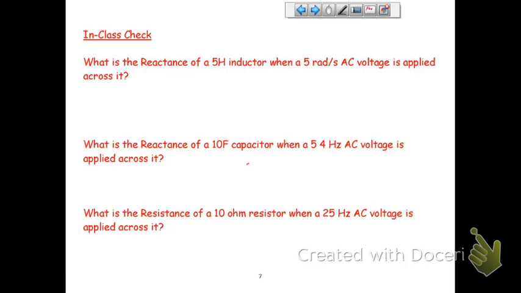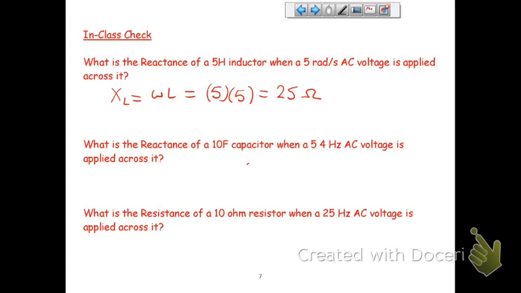So we're going to say my reactance is X, and of an inductor X_L equals omega L, where omega is my 5 radians per second. So that's 5 times my inductance, which is 5, oh dear me, that's 25. And that's going to be ohms. It's just ohms. I wish they'd called it inductive resistance and capacitive resistance, but they didn't, because it's frequency dependent, so they called it reactance.